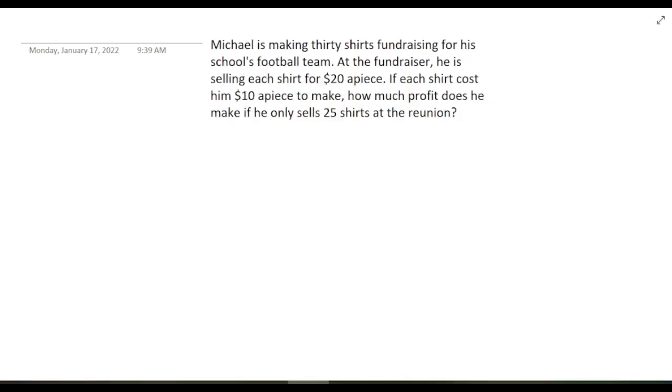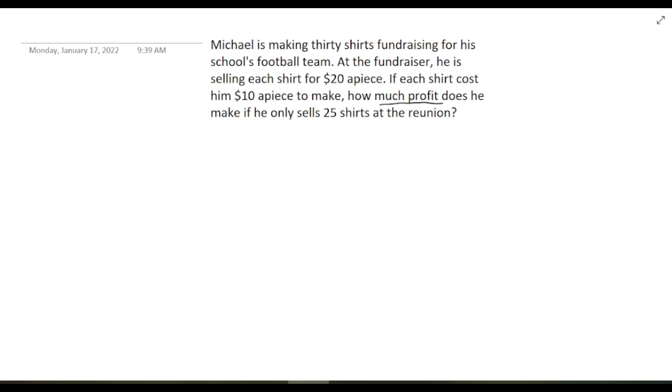Right? Okay. Michael is making 30 shirts fundraising for his school's football team. At the fundraiser, he is selling each shirt for $20 a piece. If each shirt costs him $10 a piece to make, how much profit does he make if he only sells 25 shirts at the reunion? So this is a bit of a tricky question, right? The question is asking us how much profit, right?